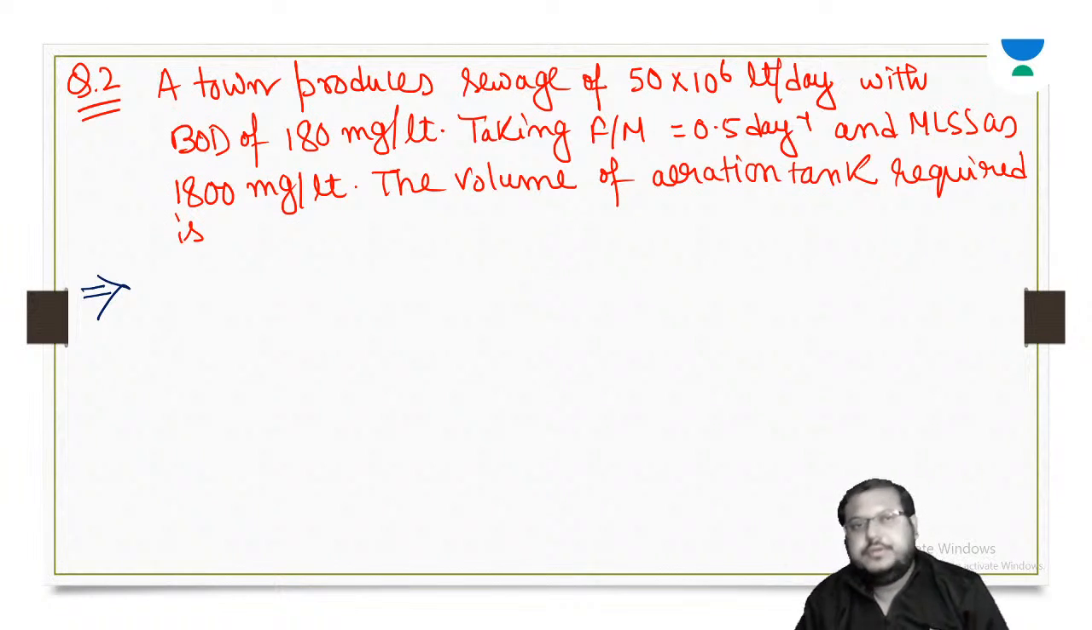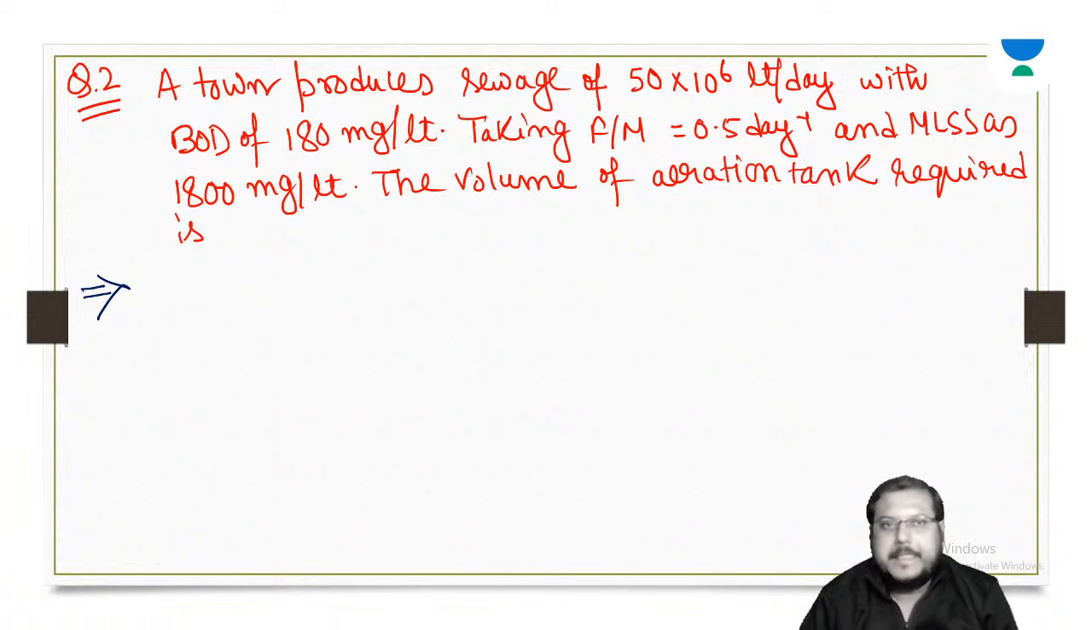So a town produces sewage of 50 × 10^6 liter per day with BOD of 180 milligram per liter, taking F by M as 0.5 day inverse and MLSS as 1800 milligram per liter. The volume of aeration tank required is.